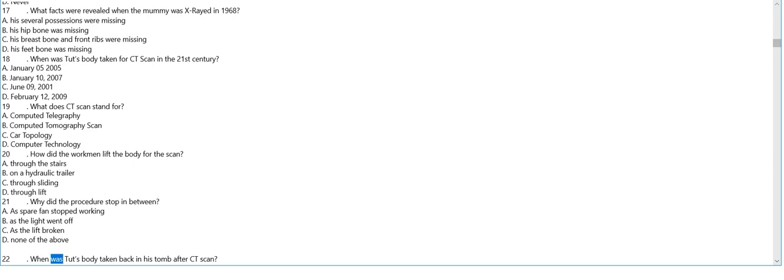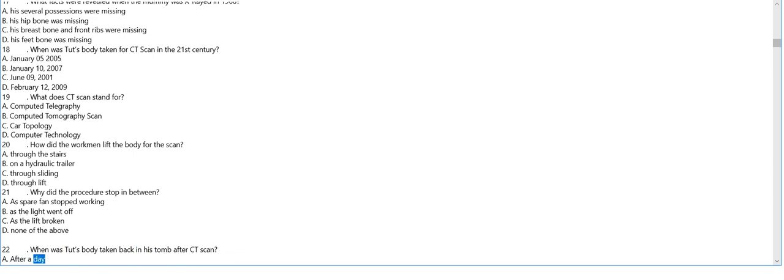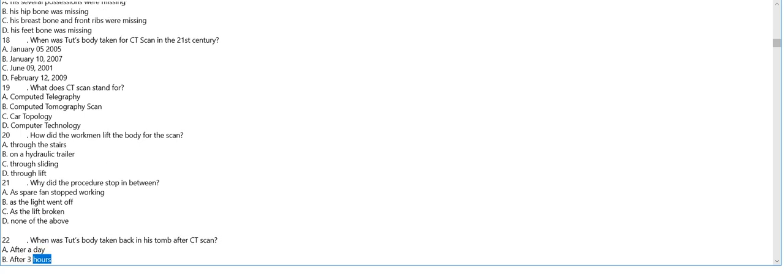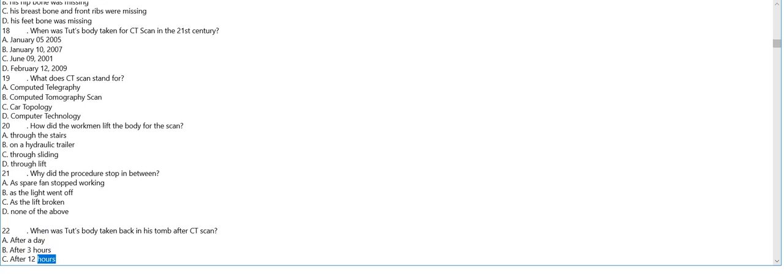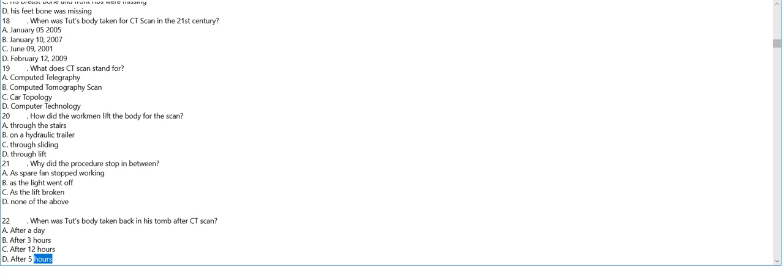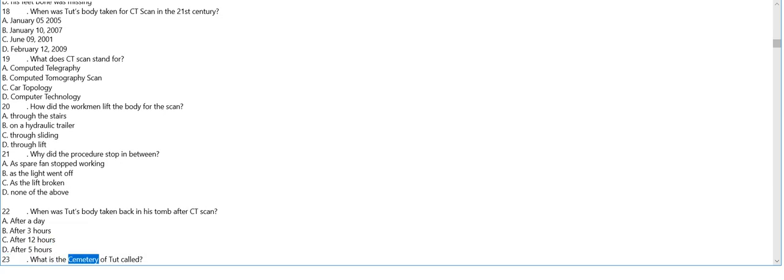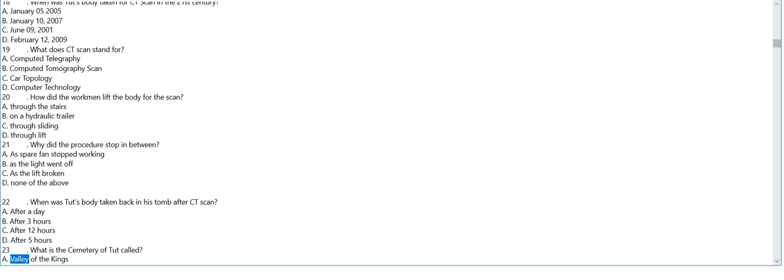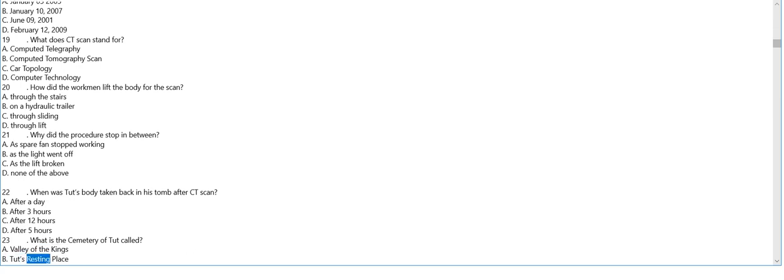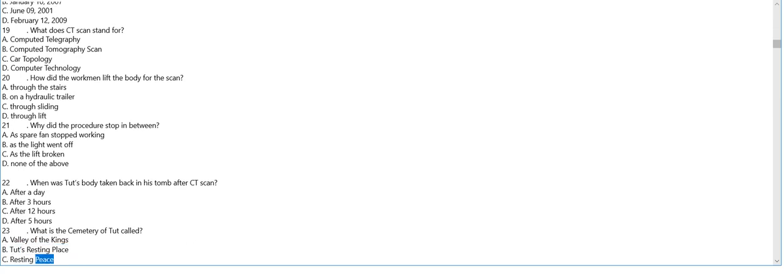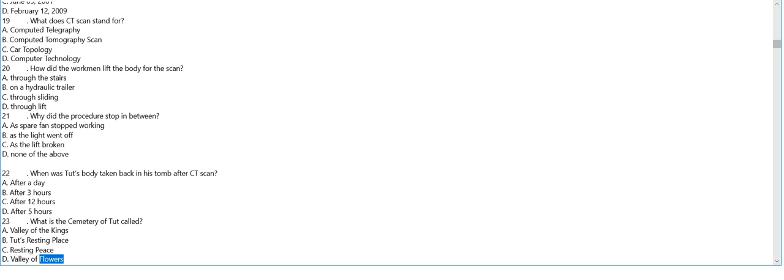22. When was Tut's body taken back in his tomb after CT scan? A. After a day. B. After 3 hours. C. After 12 hours. D. After 5 hours. 23. What is the cemetery of Tut called? A. Valley of the Kings. B. Tut's resting place. C. Resting peace. D. Valley of Flowers.